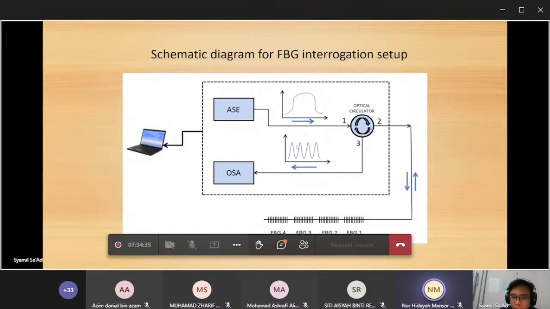So in this case, the broad spectrum coming to port 1 goes to port 2, and port 2 will go to the FBG, which is your point sensor or any sensors that you are fabricating. The reflected spectrum will come back into port 2 and go to port 3, where we place our OSA or integration setup that will go to the laptop.